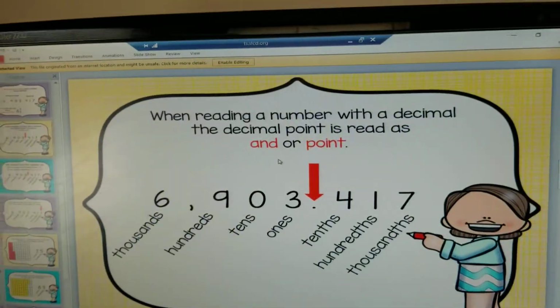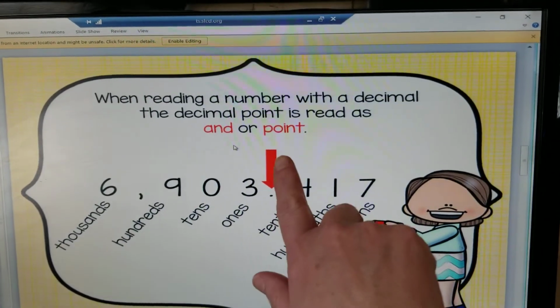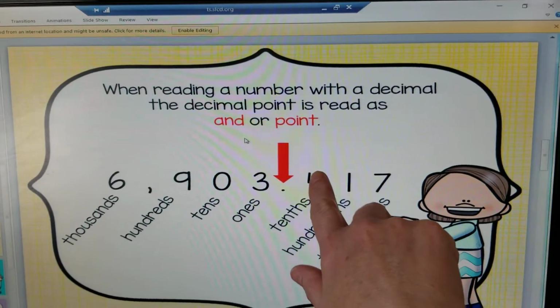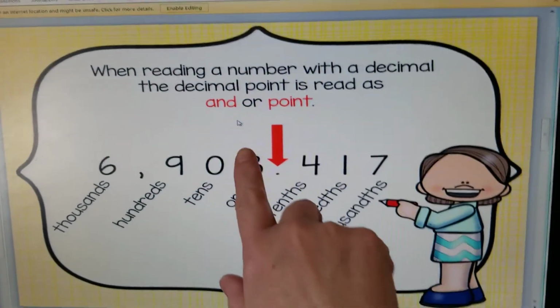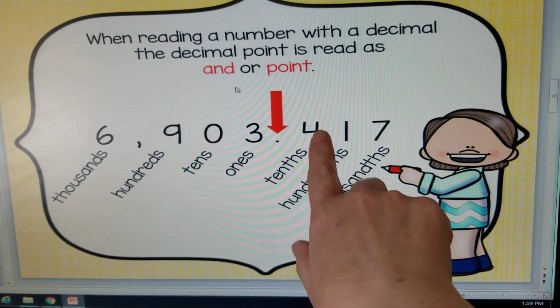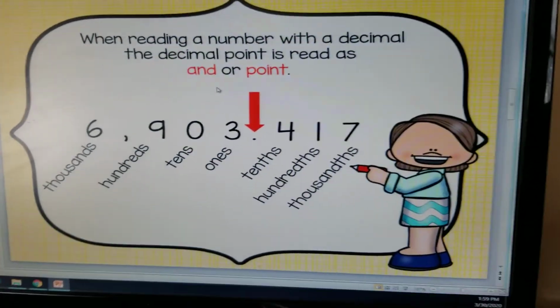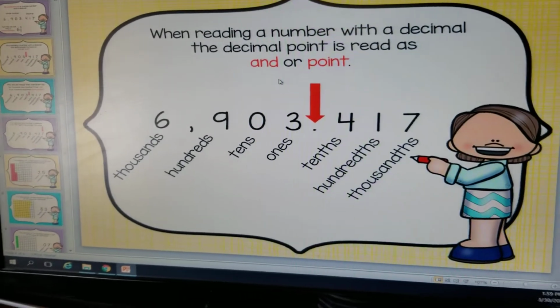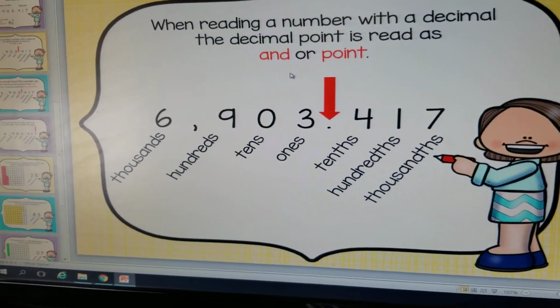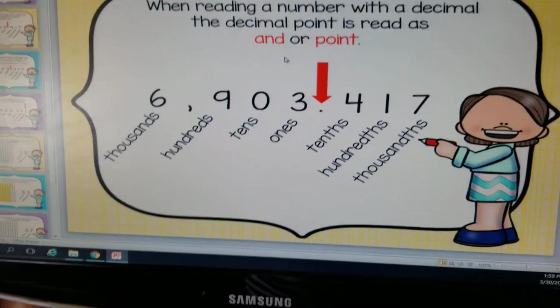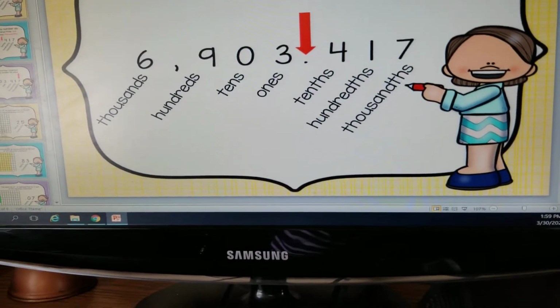Let's look back at this again. Remember, the tenths place is only one place after the decimal point. The hundredths place is two places after the decimal point, and the thousandths place has three places after the decimal point. So that's really important to remember when we're reading decimals.